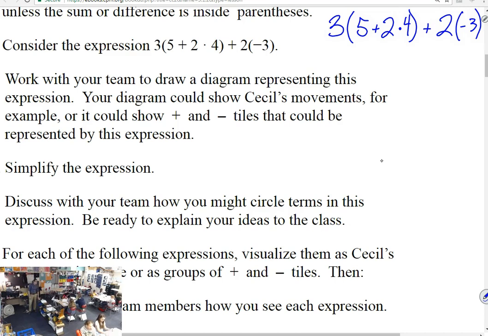Matt, do you know what math, or will you tell me what math you did first? Okay, my copy's back there. What did you do first when you started solving? So what in the first parentheses did you do first?